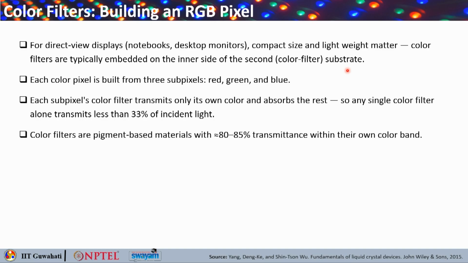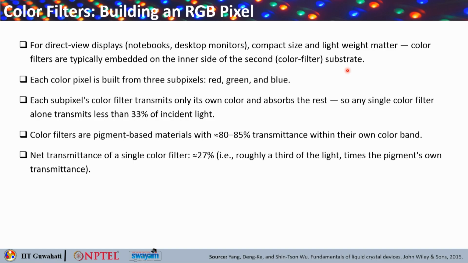So what are these color filters? These are pigment based materials which typically have 80 to 85% transmittance within their own color band. So overall you can say that the net transmittance of a single color filter is roughly around 27%. This is roughly 1/3 of the light times the pigment's own transmittance, which is 80 to 85%. So you get roughly 27% of the light out of a single color filter.